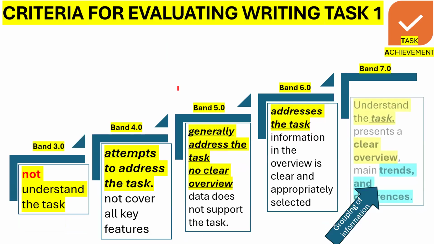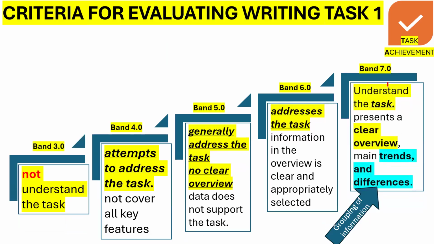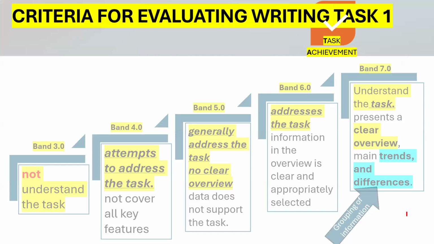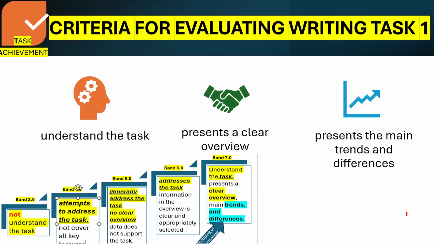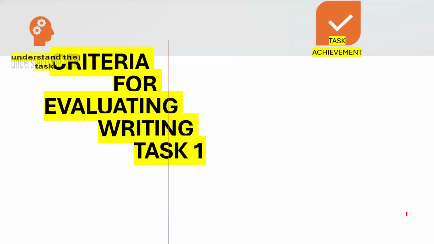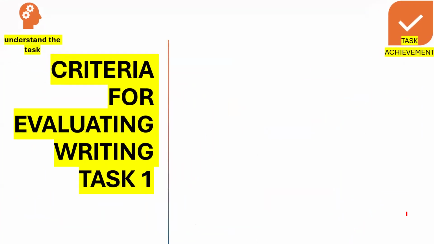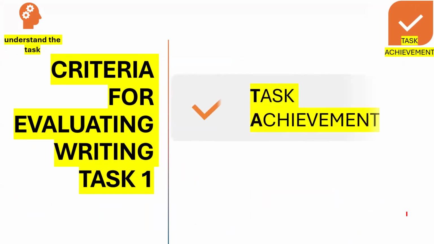To understand that more deeply, again, we have 3 key points. First is to understand the task. Second is to have a clear overview. And third is describing the main trends or differences, or in other words, how we should group the information. Again, we need to understand the task, present a clear overview, and present the main trends and differences. So first of all, understand the task. What do we mean by understanding the task?